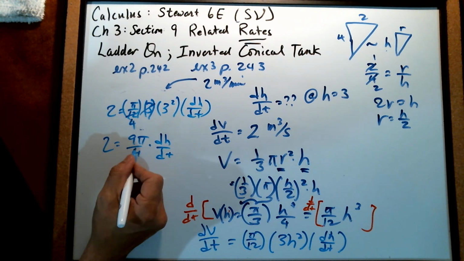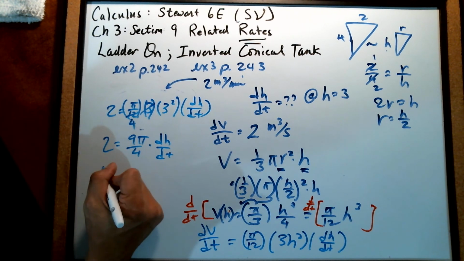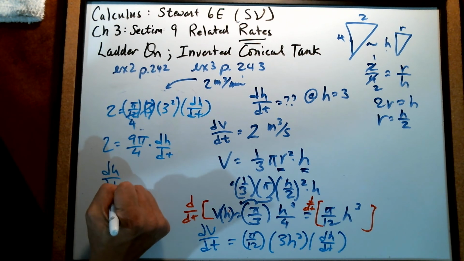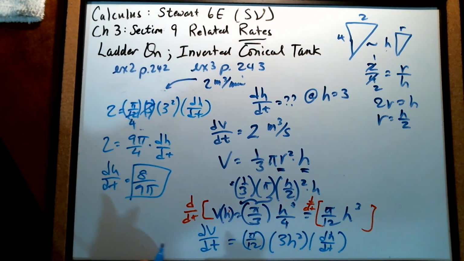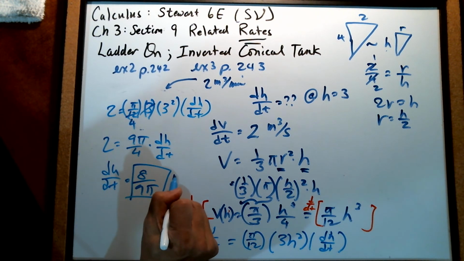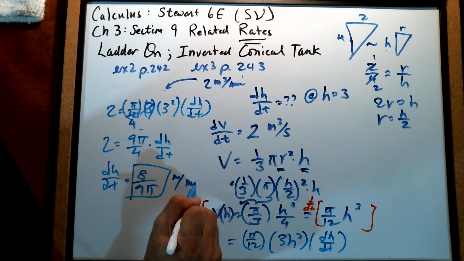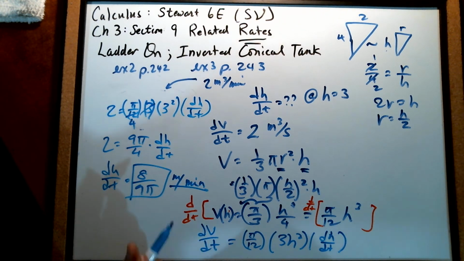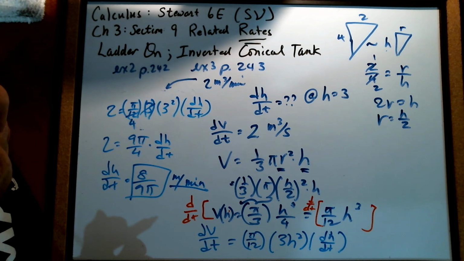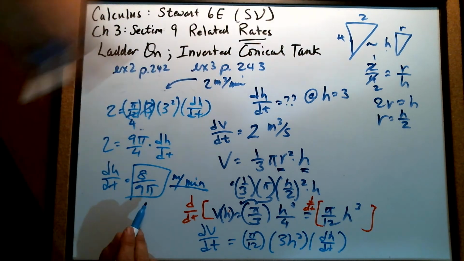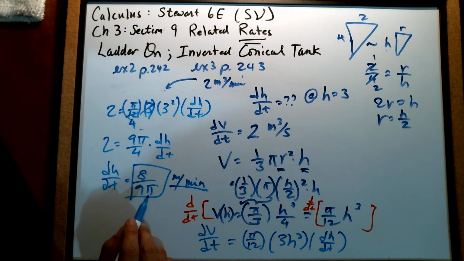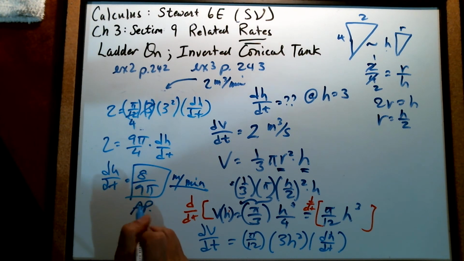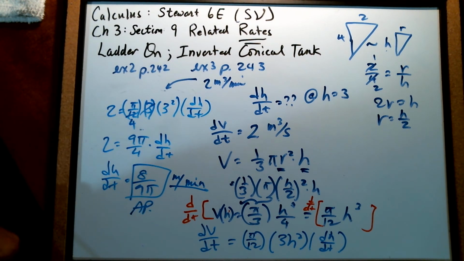Solving for dh/dt, we're going to multiply by 4 and then divide by 9 pi. So dh/dt is going to be 8 over 9 pi. And the unit is going to be meters per minute. That's it. Let's see if we got that right. 8 over 9 pi meters per minute. You can plug it into your calculator to see what the actual number is, but on the AP exam, you don't have to approximate it. You always put the exact value.